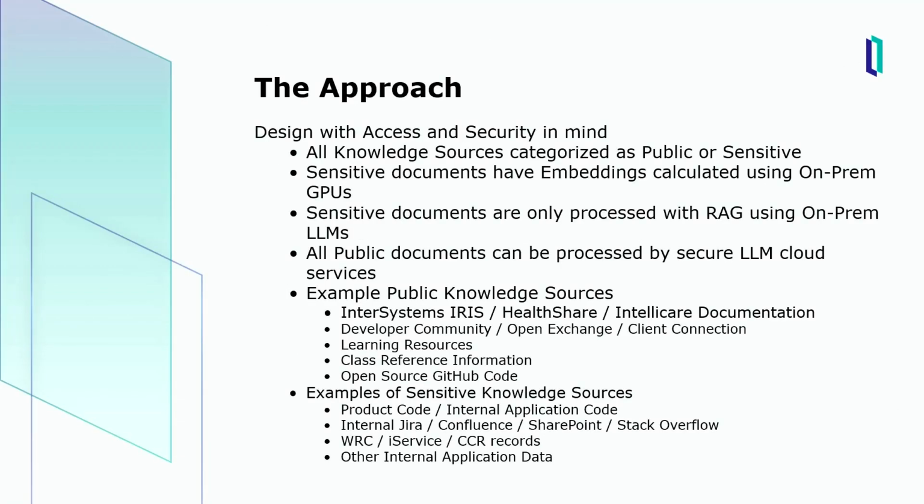Now our approach is going to be that we're basically taking access and security as a fundamental first step for anything that we're doing. In order to do that, we have to break all of our knowledge sources into either public or sensitive categories. And due to our own policies, the embeddings cannot be calculated in the cloud for anything that's sensitive. We're not going to be sending to an LLM in the cloud for anything that's sensitive. Those have to live on on-prem GPUs. But public knowledge can go through LLM cloud services.